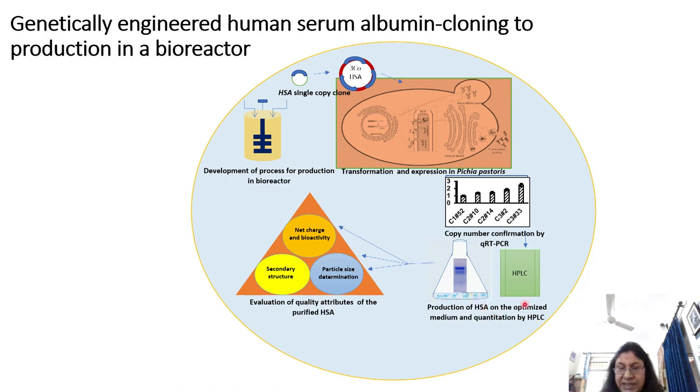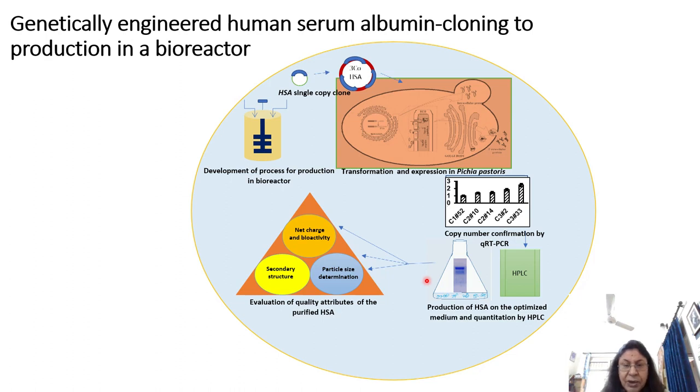So we can also inject it into this high performance liquid chromatography system, and we can quantitate it. That is, how many milligrams I'm making per unit cell biomass, so that quantitation can be done. And then eventually from the culture filtrate, we can also purify this recombinant HSA by applying protein purification techniques.